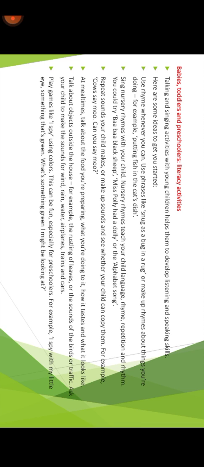That, and also this Miss Polly had a dolly. So these are also another example of the nursery rhymes. And this ABC song or the alphabet song. And we can repeat sounds to your child, make up sounds, whatever your child can copy.